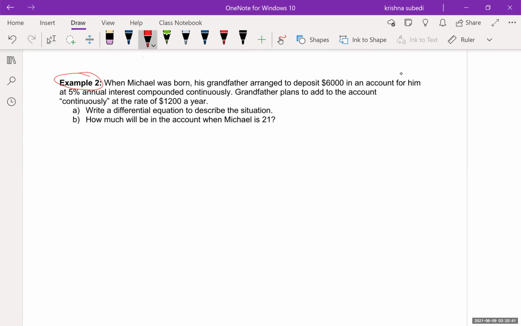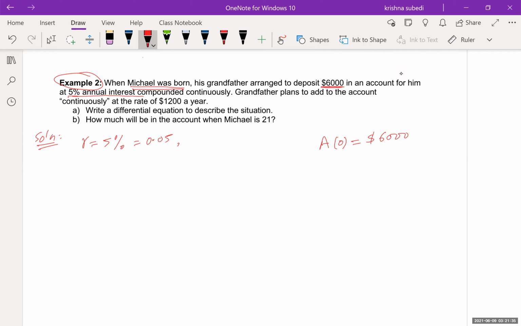Here is the question. When Michael was born, his grandfather arranged to deposit $6,000. So that is the initial deposit. Okay, when time is 0, that's the initial deposit. When time is 0, then the amount deposited is 6,000. If I change this into mathematical language, then that's how we can write. Okay, A of t, so t is 0. When t is 0, that's the initial deposit in an account for him at 5% annual interest rate. So the rate R is given 5%, which means 0.05. Change it into decimal.